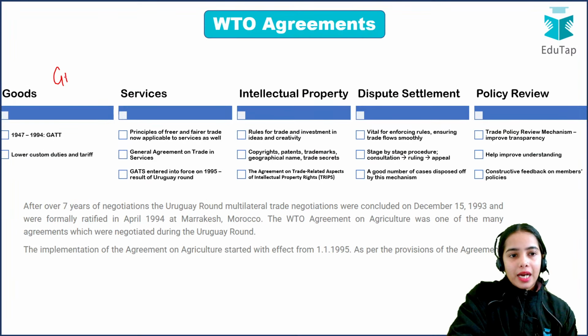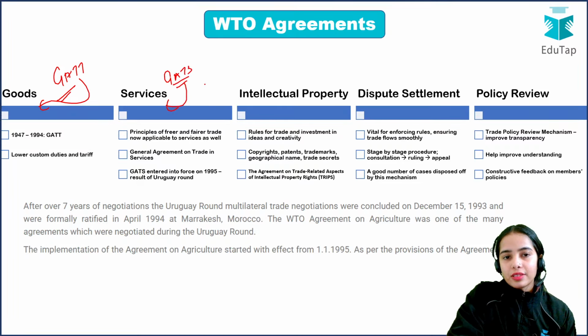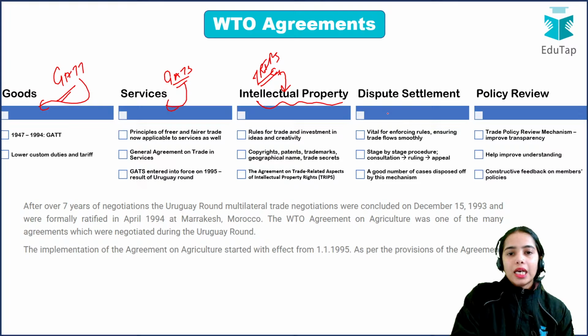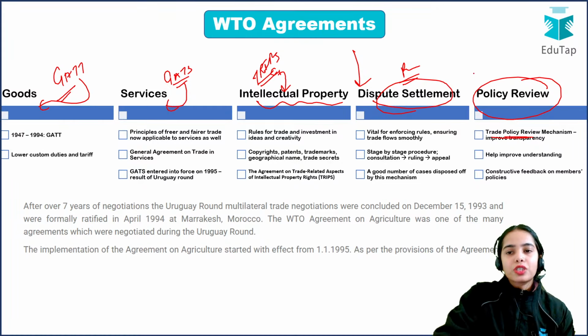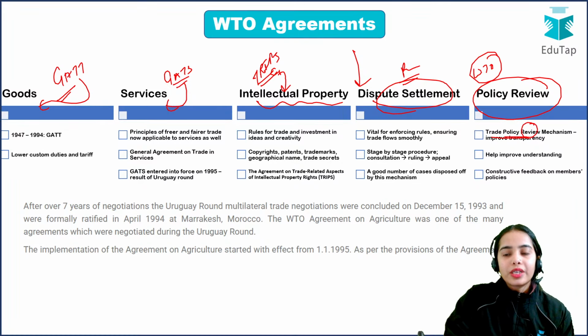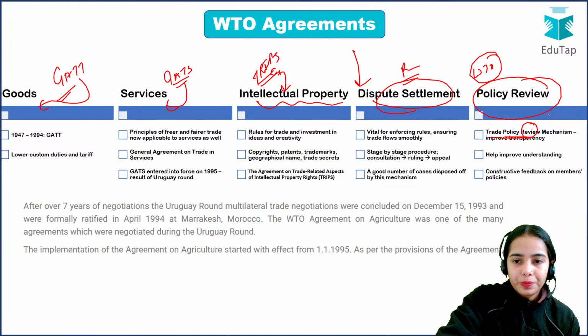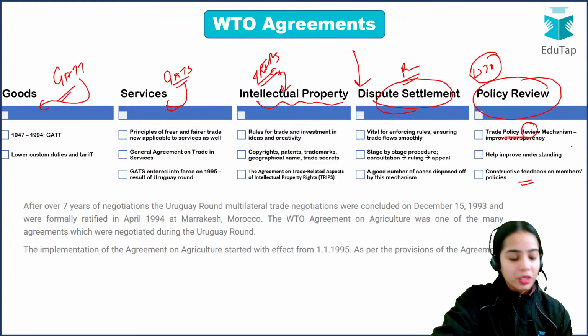The GATT, the General Agreement on Tariffs and Trade, focuses on trade in goods. Then there is GATS that focuses on the trade in services. Then there is TRIPS that focuses on intellectual property, copyright, patents, trademarks and such. There is also the agreement on dispute settlement, and the procedure laid down in it, that how disputes will be settled between member countries. There is also the trade policy review mechanism in which the WTO has the right to review the trade policies of the member countries, and provide constructive feedback to them.